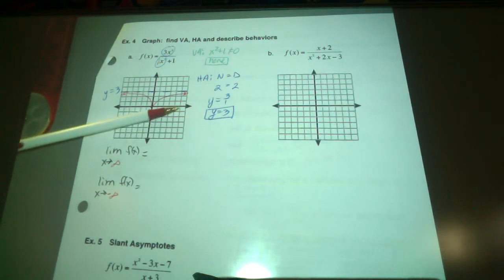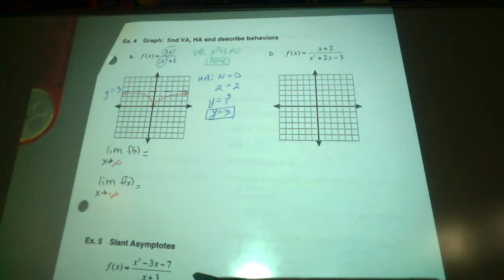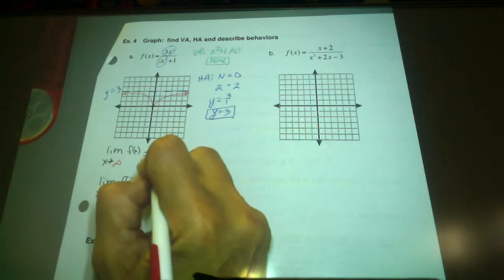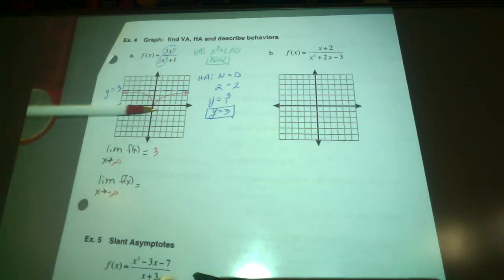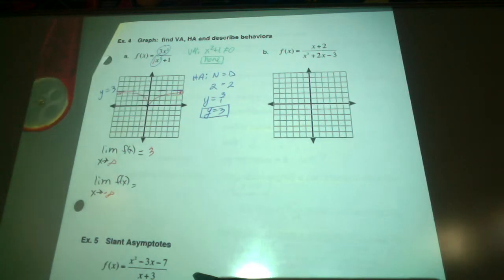So y is getting bigger and bigger and bigger and approaching what number? 3. It never actually crosses and gets bigger than 3, and it never becomes 3, but it is approaching the number 3. And so that means as x approaches positive infinity, the limit of y is approaching 3. Yes, it's increasing, but it has a bound, has a limit.